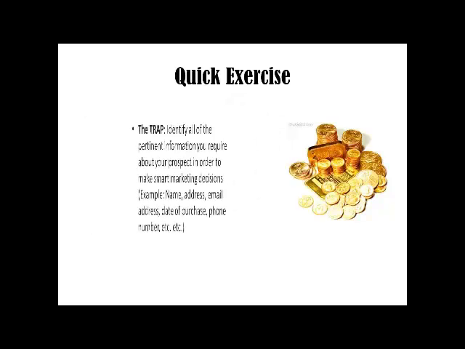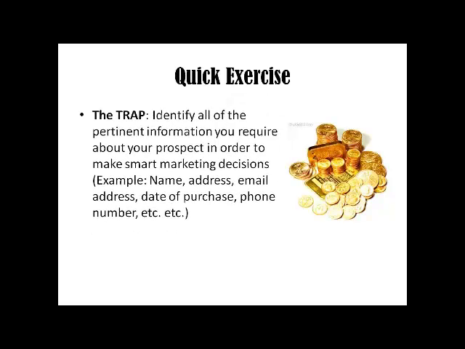All right, next one. Quick exercise. Identify all the pertinent information you require about your prospect in order to make smart marketing decisions. So, for instance, if you are running a college planning or a college resource business, what are the things you need to know about the family, their income, the people in their family, how many kids they have, right? Because they may be fishing for one child who's about to enter college, but what about the other kids that are going to be coming up that line, right? What information do you need to capture to make good marketing decisions?